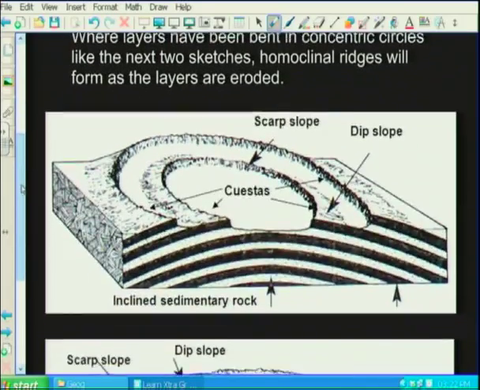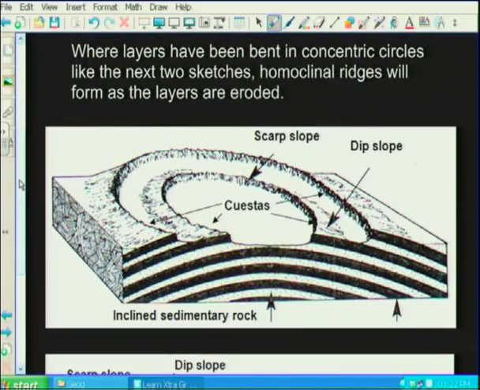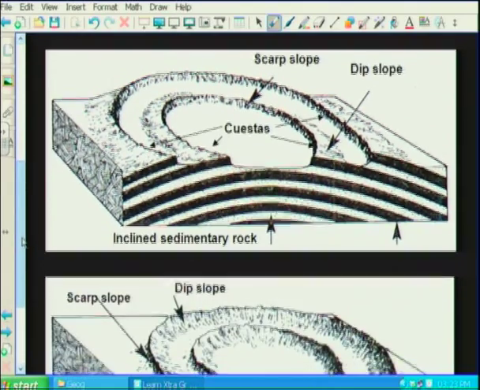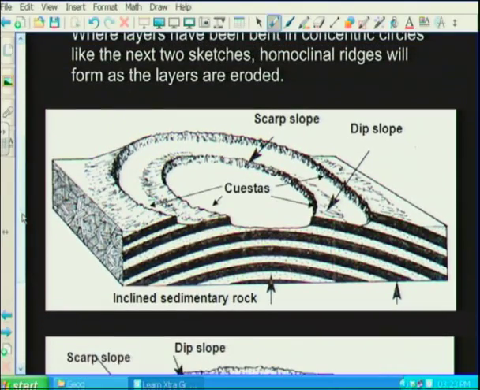So if we look at the computer, it says where the layers have been bent in concentric circles like the next two sketches, homoclinal ridges will form as the layers become eroded. Now what's quite nice about these two diagrams, we'll focus on the first one. You will notice that these layers have been bent in a dome shape. Another way of looking at this is to refer to it as a dome.